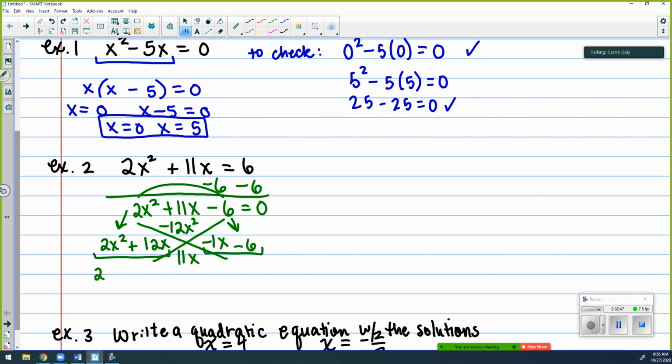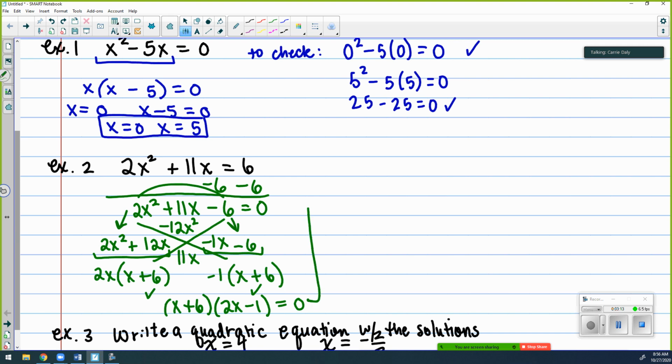Out of the first group, I could factor out a 2 and an x, and I'd be left with x plus 6. In my second group, I'm going to factor out a negative 1, and that changes the signs, and I'm left with x plus 6. Now, I know I've done this correctly because I end up with the same factor in both groups. So this factors to x plus 6 times 2x minus 1, and then now it's time to bring back the equal 0 and solve.